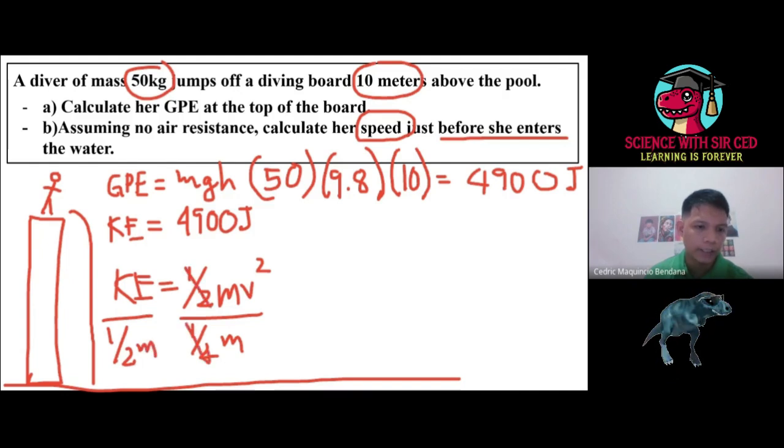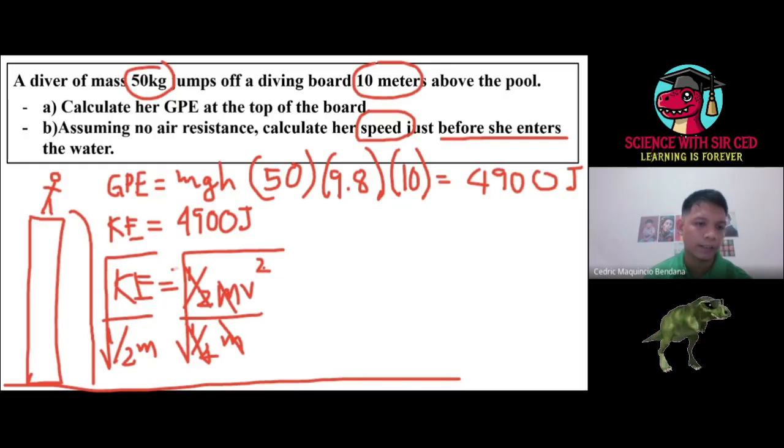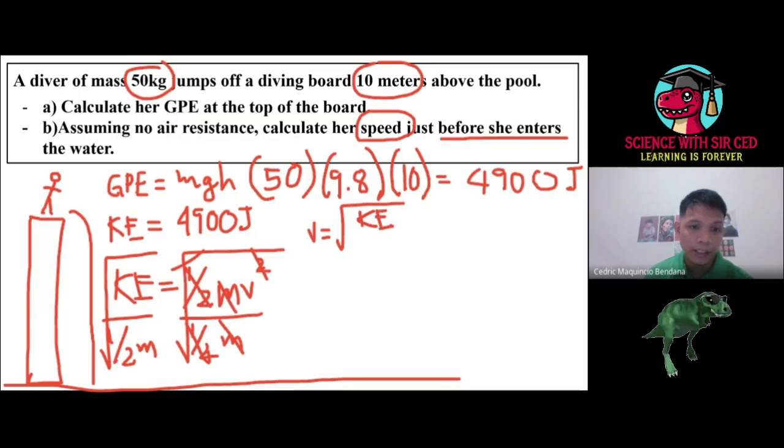Cancel this because they are the same. How to cancel the square here? We put a square root, and then we put the square root also on the other side. So we cancel the square root on the right, and cancel the square. Making velocity equivalent to the square root of KE divided by 1/2 mass.